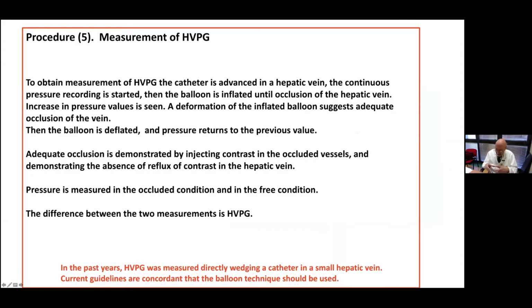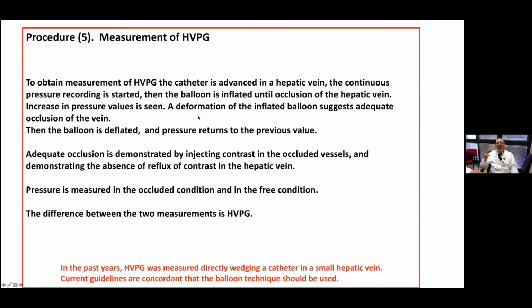Well, now we are at the main point, how to measure HVPG. To obtain a measurement of HVPG, the catheter is advanced in the hepatic vein. The continuous pressure recording is started. Then the balloon is inflated until occlusion of the hepatic vein. An increase in pressure value is seen. A deformation of the inflated balloon suggests adequate occlusion of the vein. Then the balloon is deflated and pressure returns to the previous value.